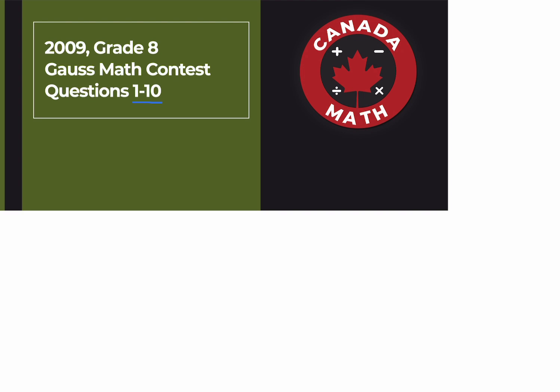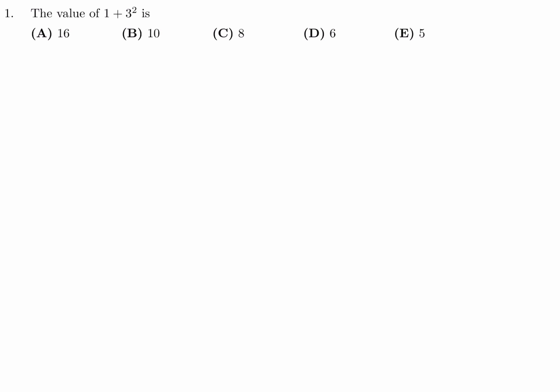Questions 1 through 10 on the 2009 Grade 8 Gauss Math Contest. The value of 1 plus 3 squared: 3 squared is 3 times 3, plus 1. 3 times 3 is 9, plus 1 is 10. And therefore, number 1, the answer is B.